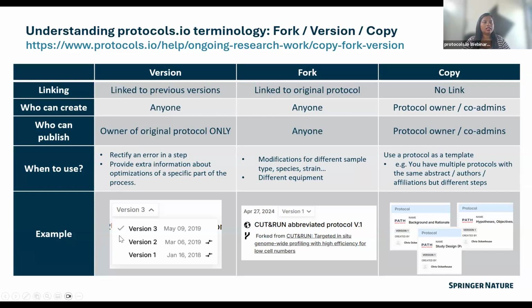So there is an example, version 1 in 2018, version 2 in 2019, and then again version 3. This way, your protocol can evolve on the platform. So there is another term, which is fork. It is linked to the original protocol.